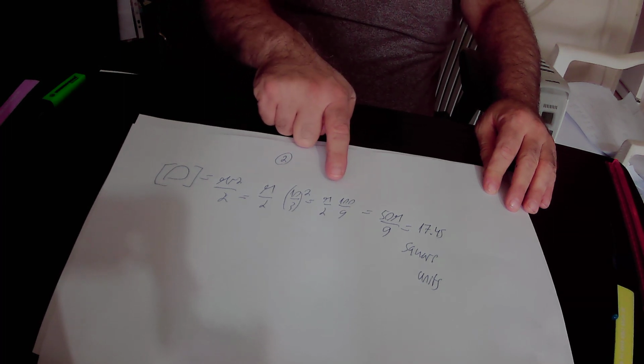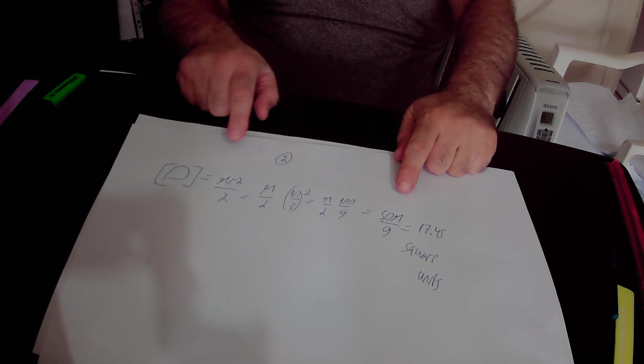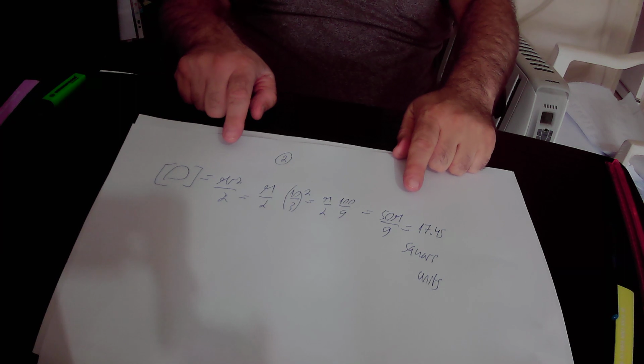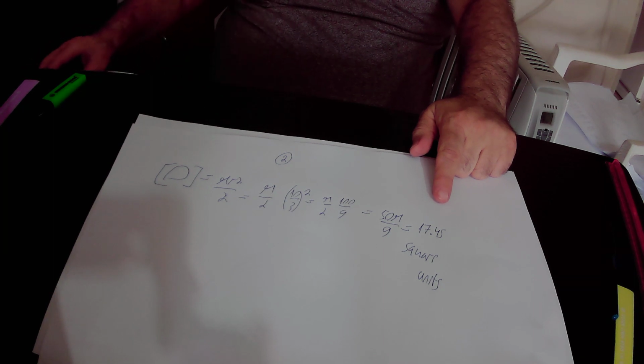100 over 2 is 50, so in conclusion we found out that the area of the semicircle equals 50 pi over 9 square units, or in terms of numbers, it equals 17.45 square units. Okay, thank you very much.